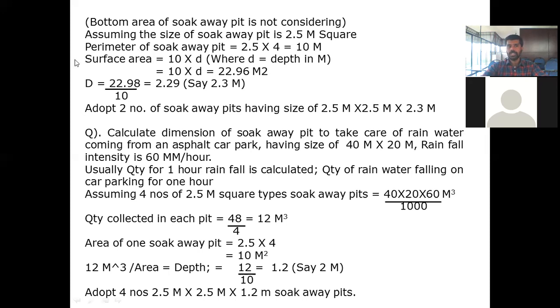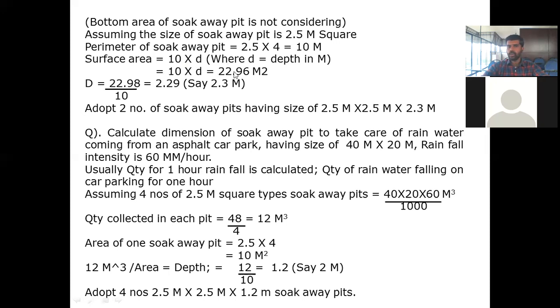So you know the surface area will be perimeter into depth. That is the normal formula, where D is the depth in meter. So what will be the surface area? Surface area will be perimeter into depth.